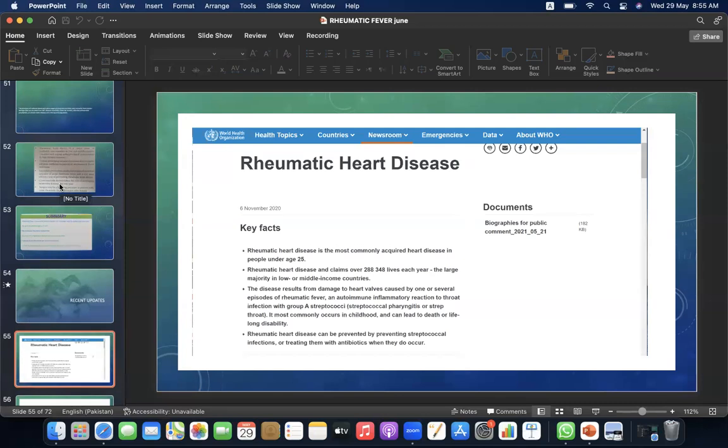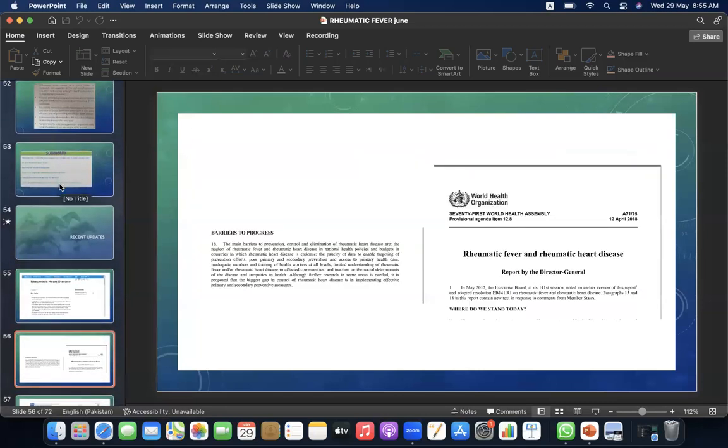It most commonly occurs in childhood and can lead to death or lifelong disability. Rheumatic heart disease can be prevented by preventing streptococcal infection or treating them with antibiotics when they do occur. So, that was rheumatic fever and rheumatic heart disease.